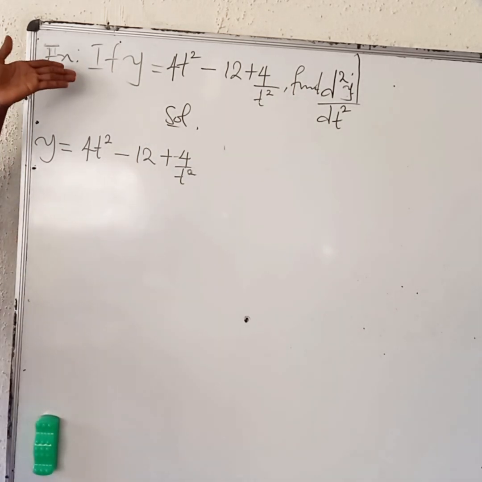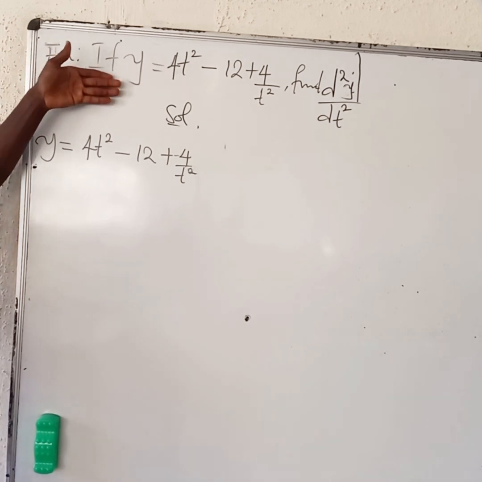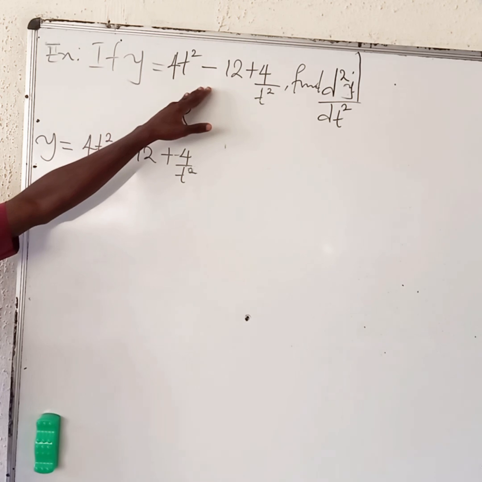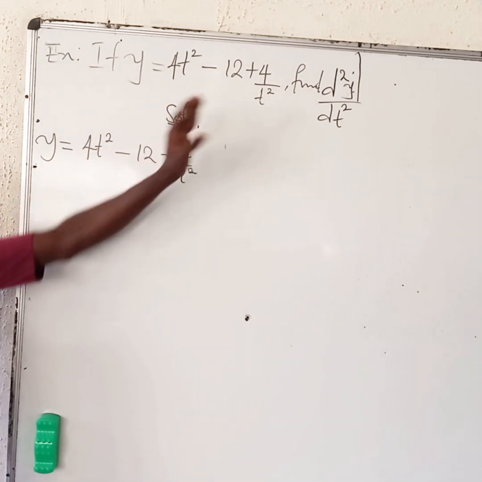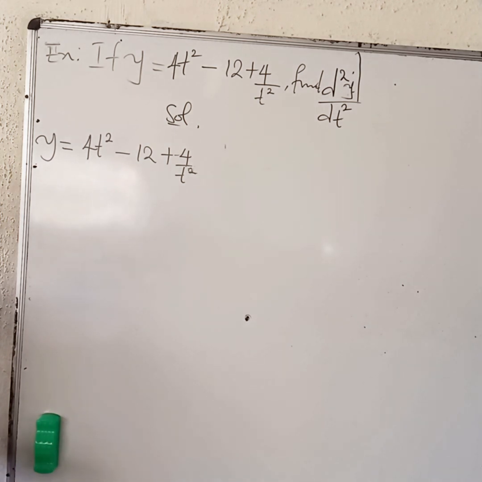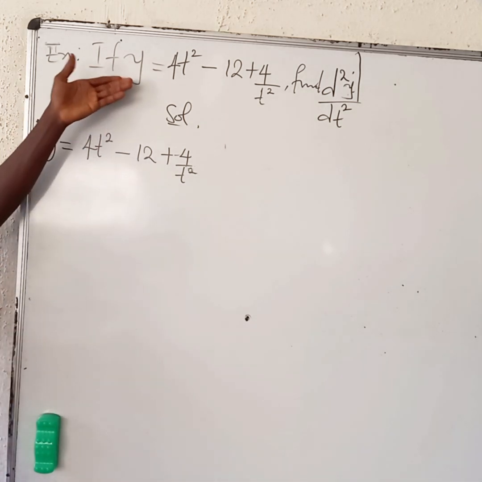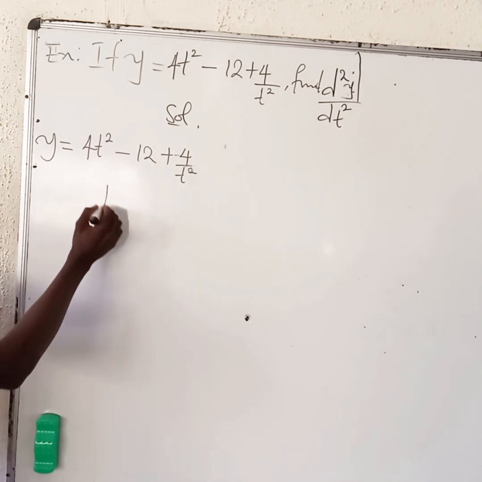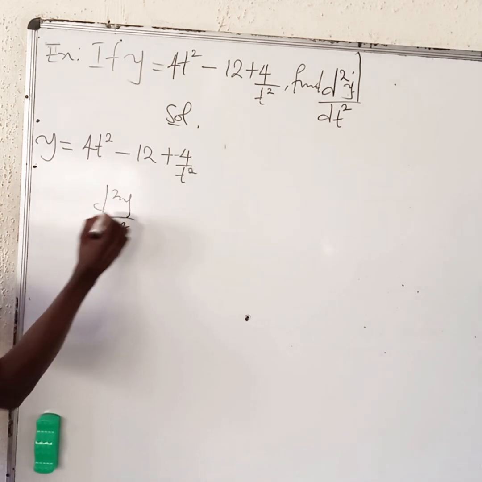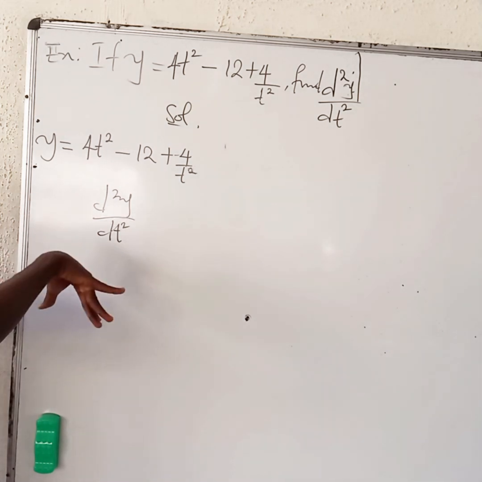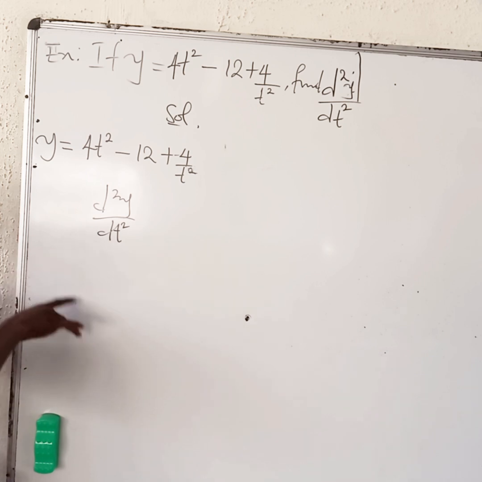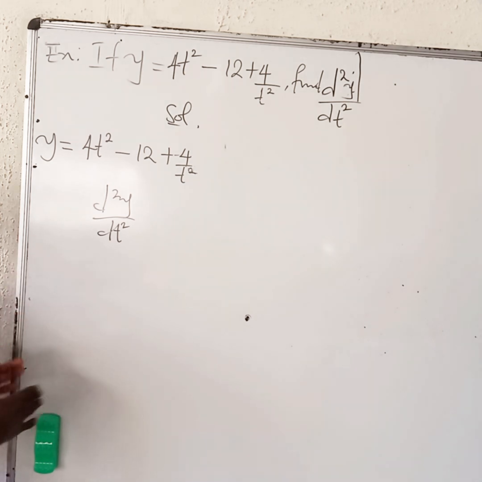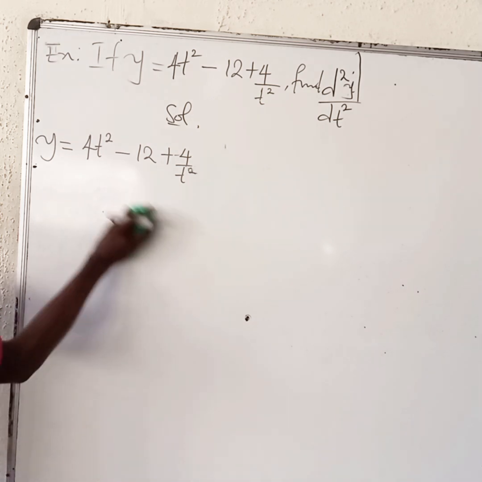So, the example we have on the board today is: if y is equal to 4t squared minus 12 plus 4 over t squared, find d square y over dt squared. So, when you are differentiating with respect to y, this thing means d square y over dt squared. It means you are differentiating in two terms. After you differentiate the first term, you are still going to differentiate the second term for you to get your final answer. Now, let's look at the example on the board.